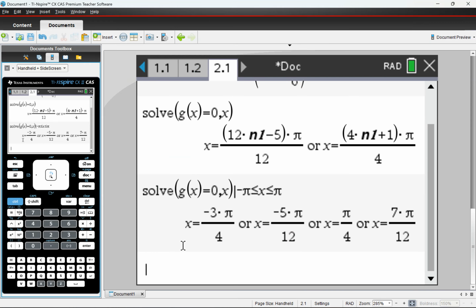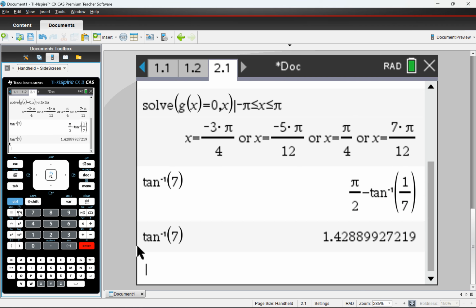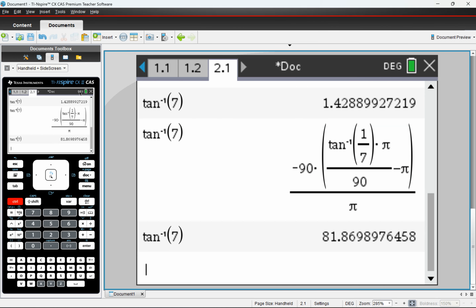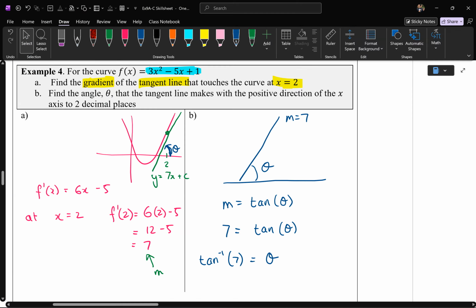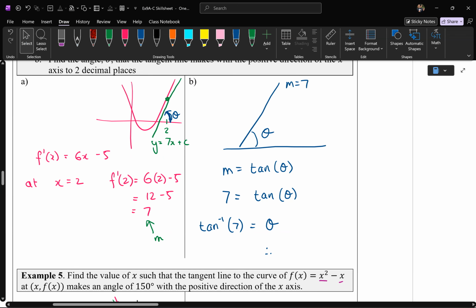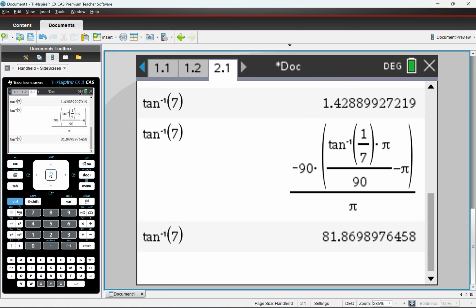81, it's 81.8, is it? Just see. Trig. Whoops, I didn't change it to degrees. There we go. 81.86 degrees. Did it say to 2 decimal places? All right, so therefore 81.87 degrees. Cool.